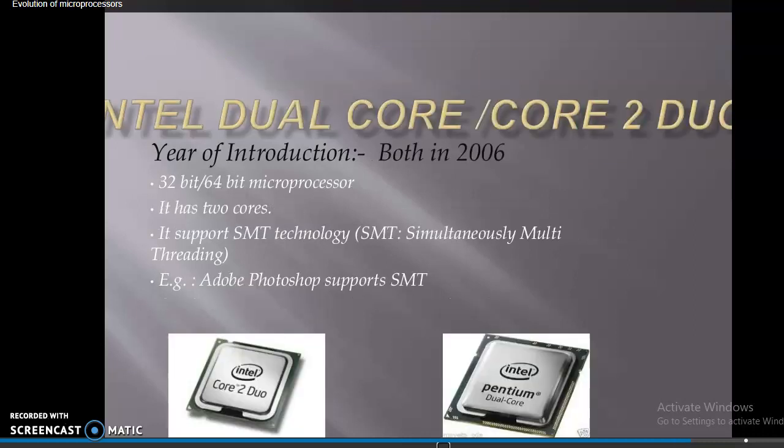And then in the year 2006, Intel introduced Intel Core 2 Duo. It is also 32-bit. We can combine two 32-bit as a 64-bit microprocessor. So it has a very fast working capability. Adobe Photoshop and all those things are used on this microprocessor.